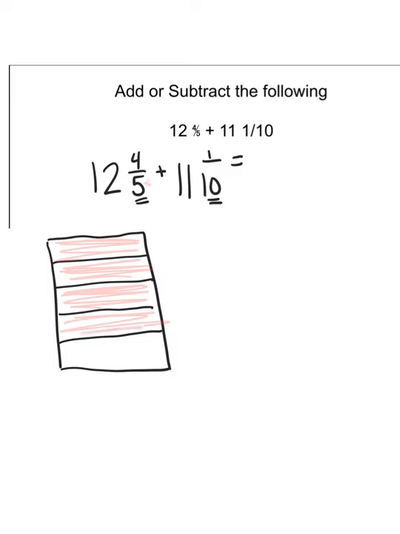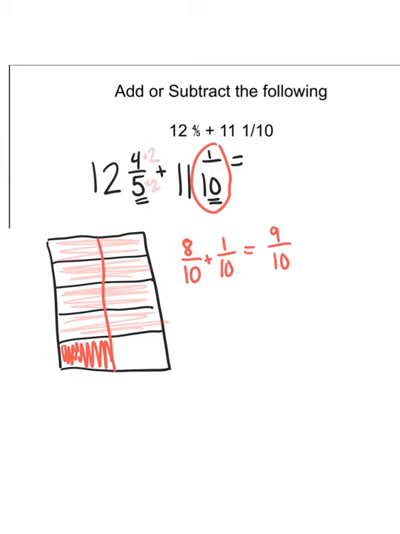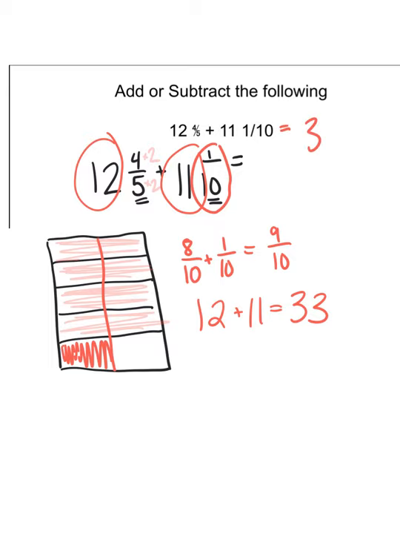If I just cut each of those fifths into 2 equal pieces, now I'm going to end up with 8/10 instead of 4/5, and I can easily add my 1/10 that's represented here. I can just add my 1/10 here. So that gives me a total of 9/10, and then I can just add my whole numbers. 12 plus 11 gives me 33, and so all together my total is 33 and 9/10.